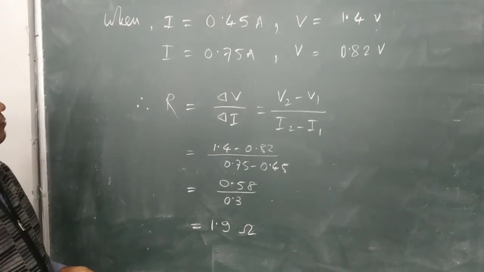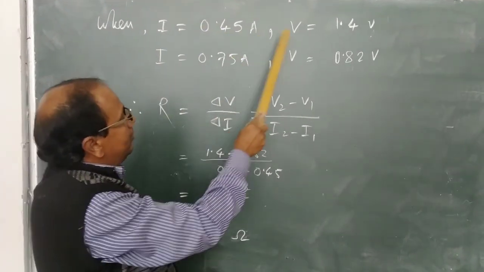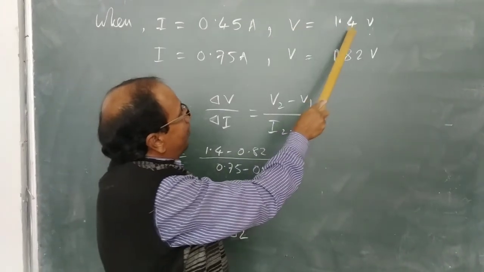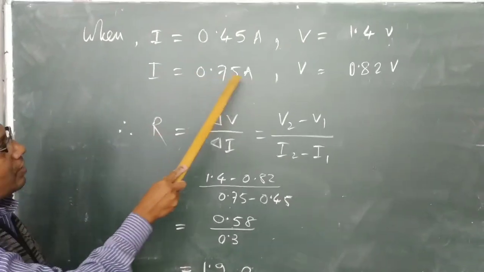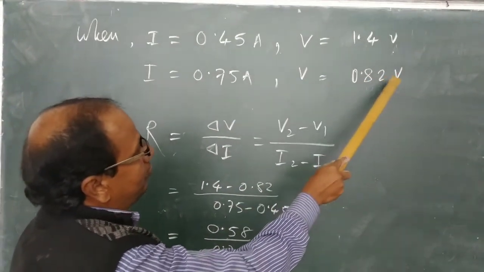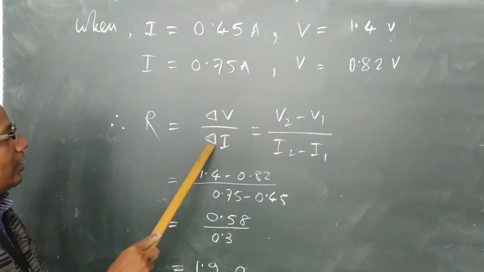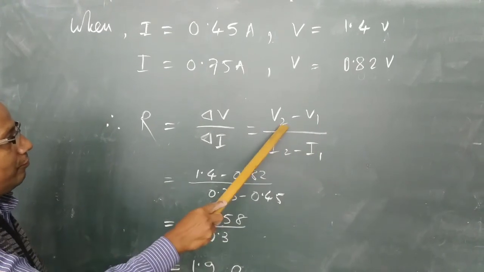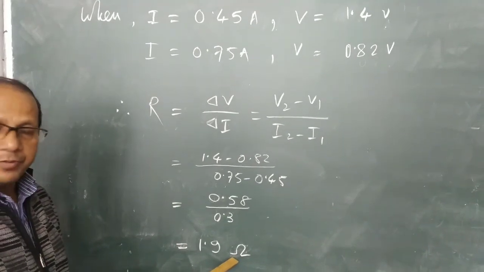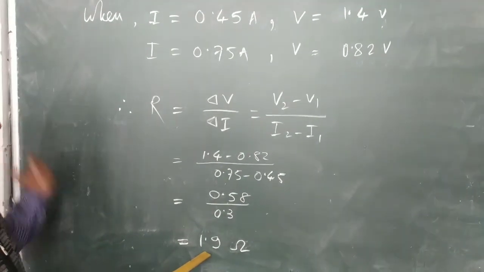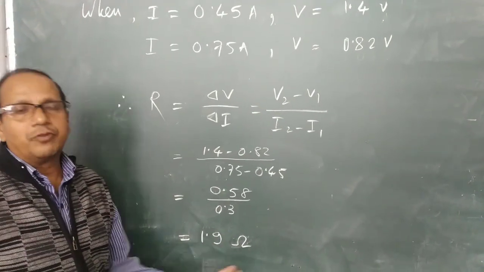From the graph we have noticed when I is equal to 0.45 ampere, the voltage is 1.4 volt, and when I is 0.75 ampere, the voltage is 0.82 volt. Now to calculate the resistance, delta V by delta I, if you put in all the values of voltage and current, we see it is 1.9 ohm. So this is the resistance of the conducting wire, 1.9 ohm.